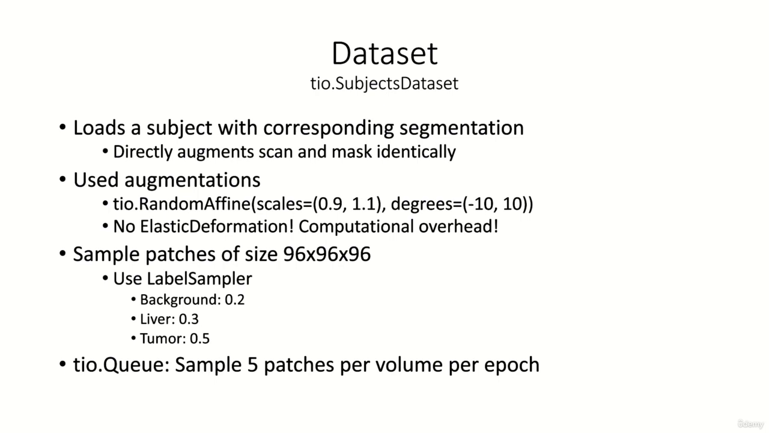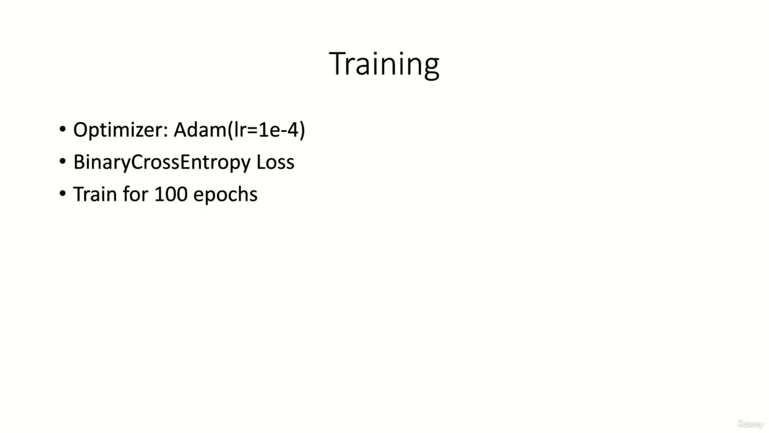Last but not least, we create the TorchIO queue to sample 5 patches per volume per epoch. We then train our U-Net for 100 epochs using the Adam optimizer with an initial learning rate of 1e-4 and the binary cross-entropy loss function.